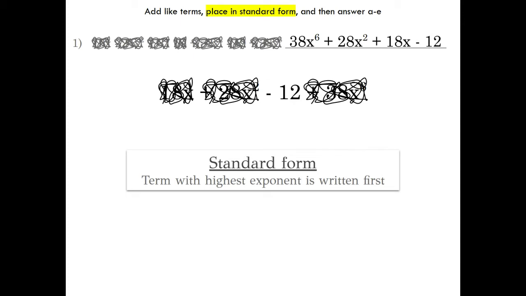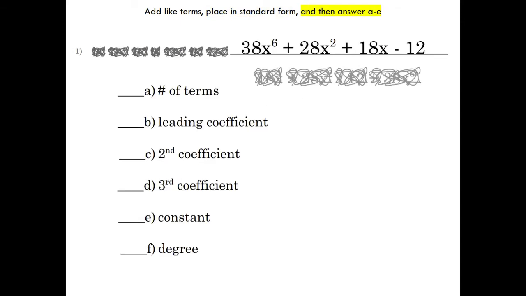The negative 12 is written last. Now that we have it in standard form, we can then answer questions A through F. So first off, number of terms. There are 4 terms altogether: 38x^6, a positive 28x squared, a positive 18x, and a negative 12. Again, a term is either a single number, a single variable, or numbers and variables multiplied together. That's why there are 4 terms altogether here.